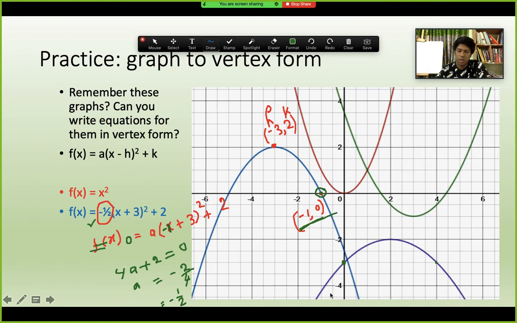If you choose any other point, the answer will come correct. But the problem is, if you choose this point, it is a decimal point, so it is not a good point for the calculation. This is what I'm saying: you have to choose a good point for your calculations. Then the calculation will be easy, and you will get a perfect answer.